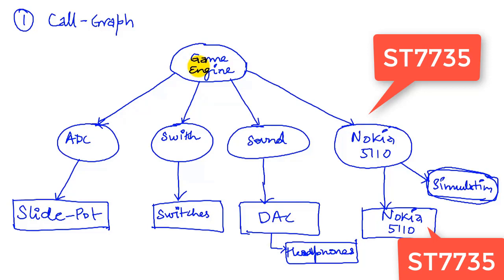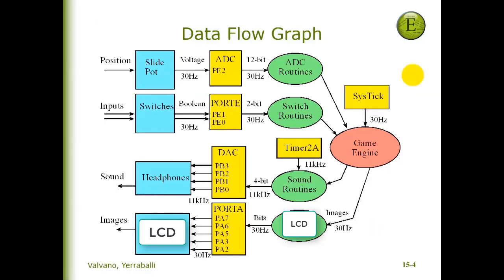Okay, so we saw the call graph. Now let's look at the data flow graph. The data flow graph is another way to visualize the modularity. So we kind of recreated the call graph with the 5 modules. Our 5 modules are our game engine, our ADC, our switch, sound, and the Nokia 5110 module. Now we're going to see what the real exchange is going to be. So let's look at one of them.